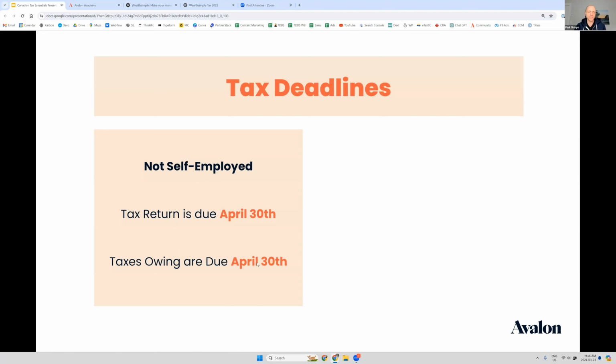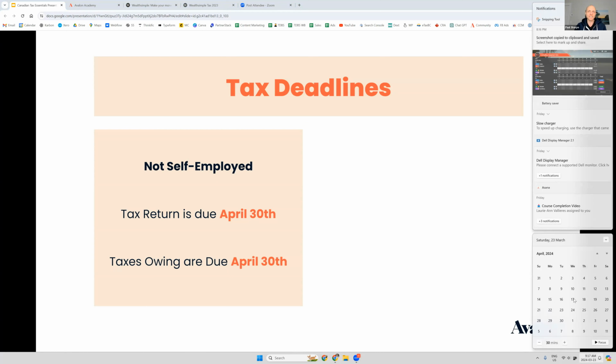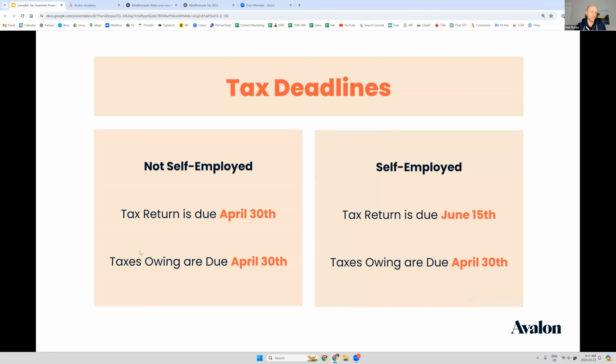So both of them are due April 30th. If April 30th was on a weekend or a holiday or something, it would be the next day. April 30th is on a Tuesday this year. So they're due April 30th.